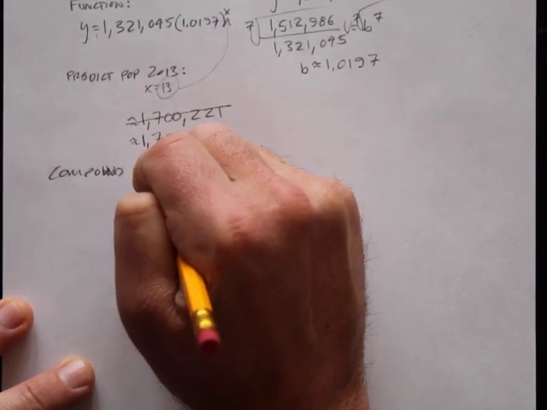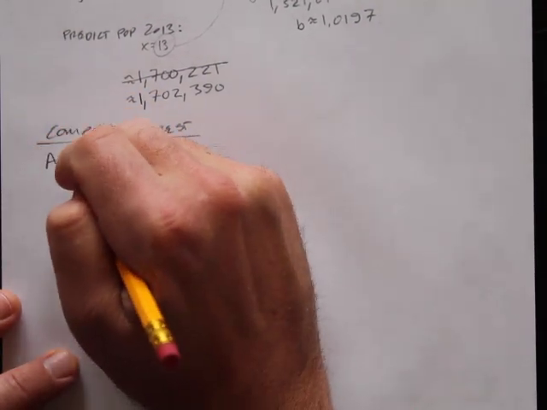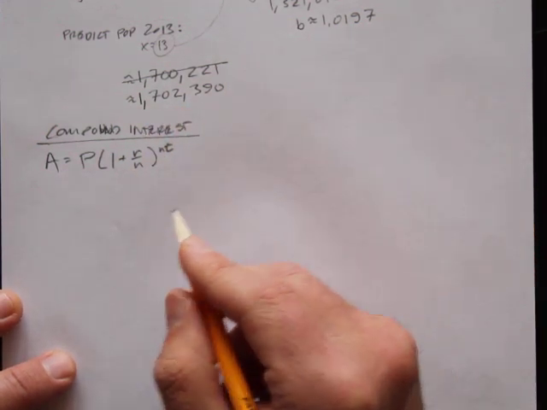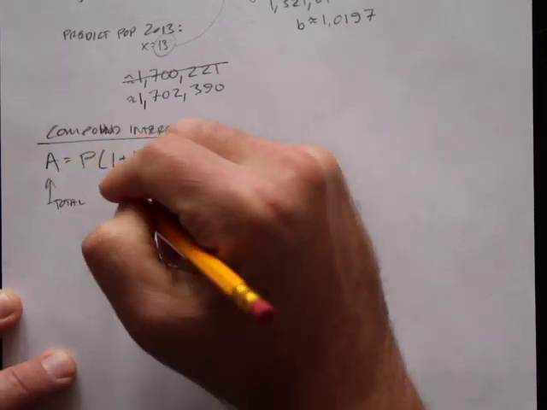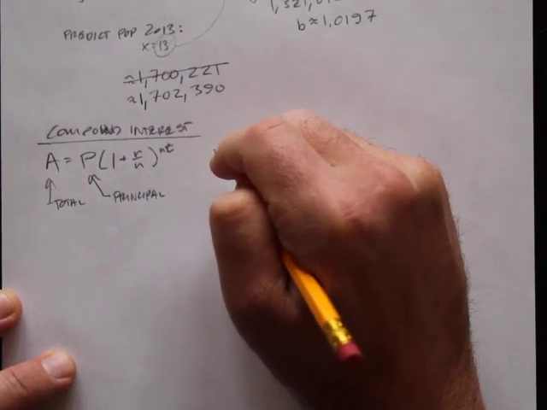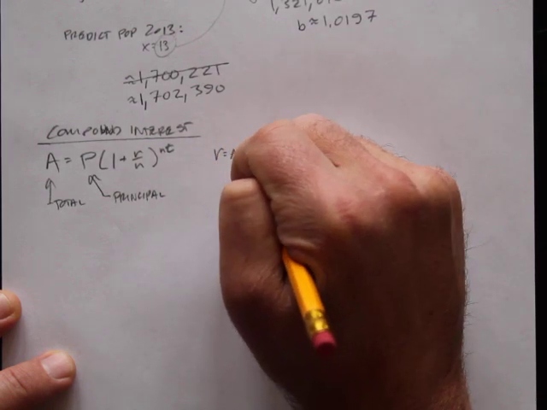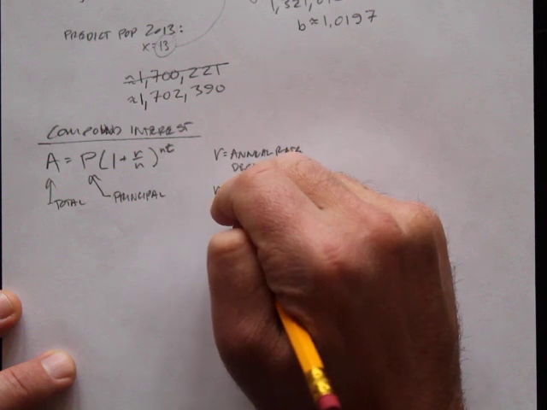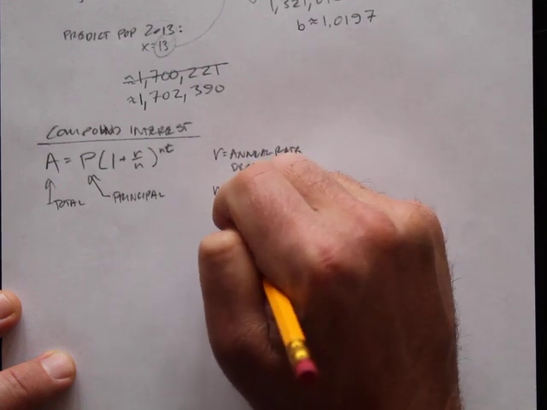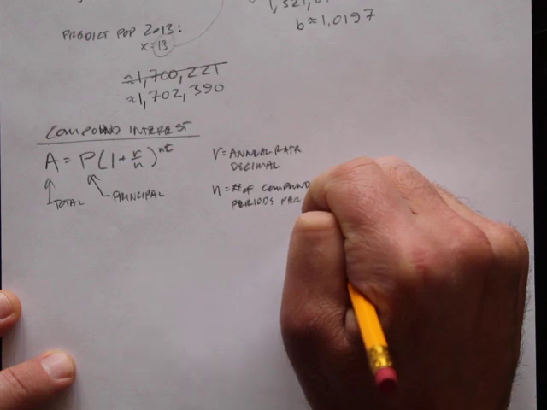Compound interest. Another formula, A equals P times 1 plus R over N to the power of N T. Okay, A is the total, P is the principal or initial amount, R is the rate or annual rate as a decimal, N is the number of compound periods per year.